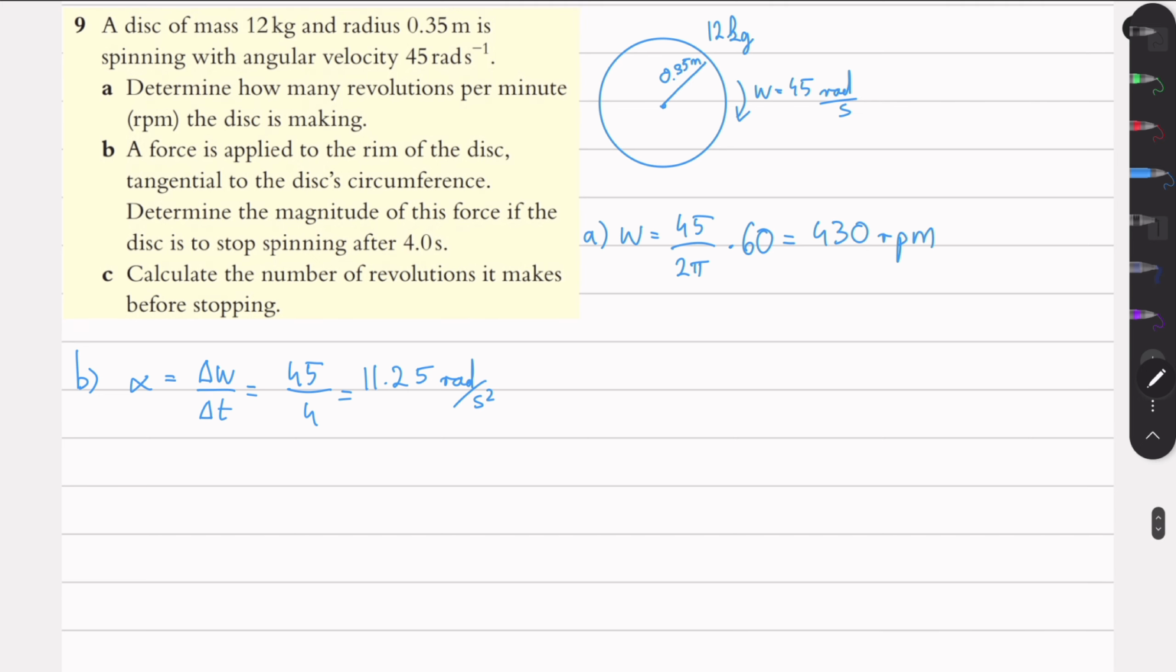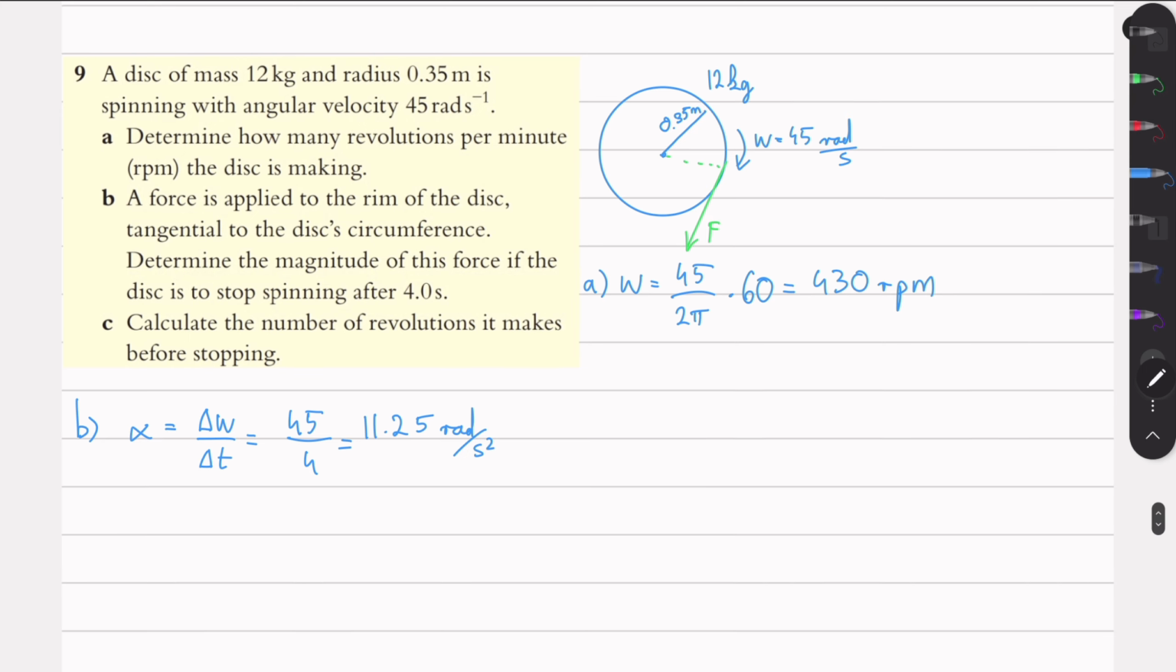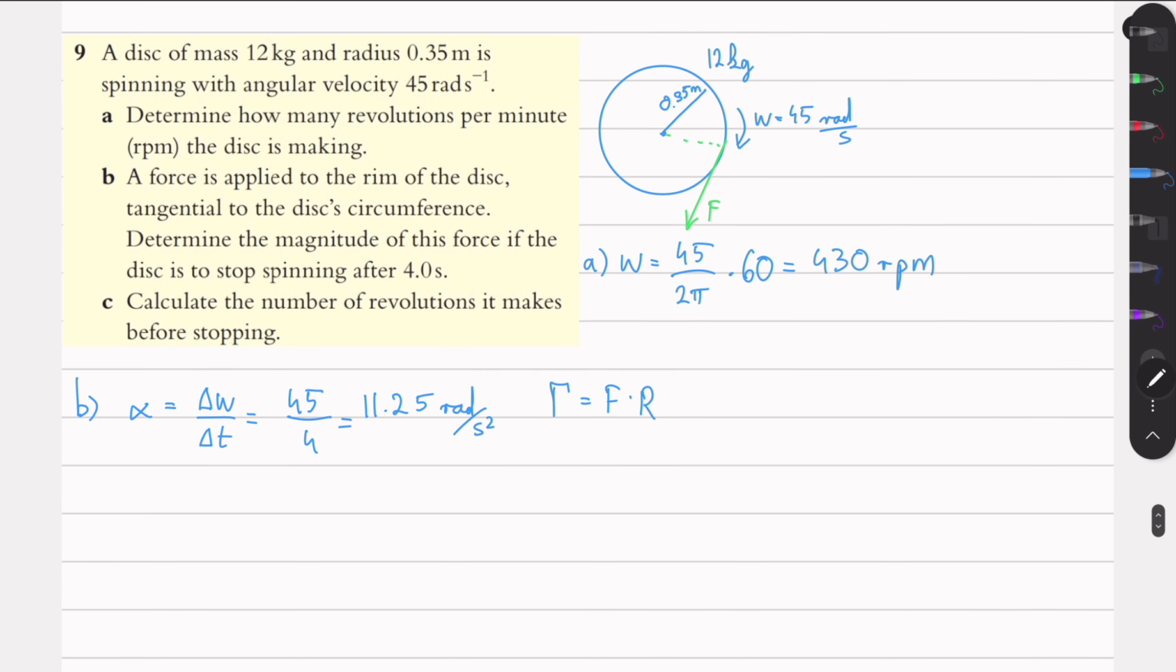Then we know that the torque, so if we apply some force here, the torque of this, as we've already seen previously, will simply be this force times the radius of the disk. And this will be equal to its moment of inertia times its angular acceleration.